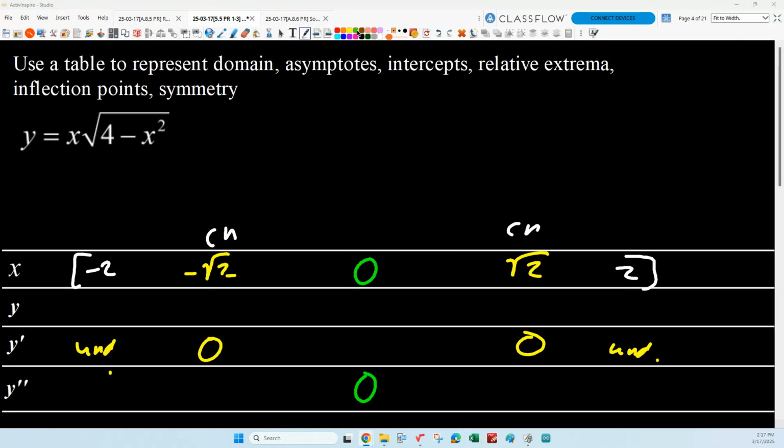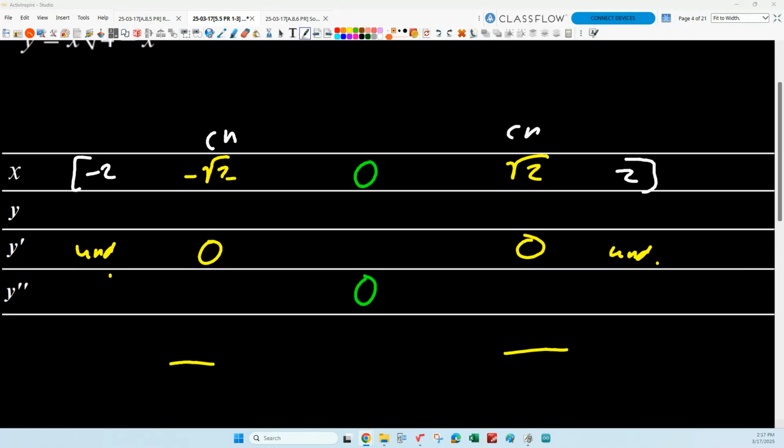And so how would we tackle this table? Where would we evaluate the second derivative? At what values? Square root of 2 and negative square root of 2. And then you're killing 2 birds with 1 stone. You're doing the second derivative test and you're testing for a point of inflection, right?